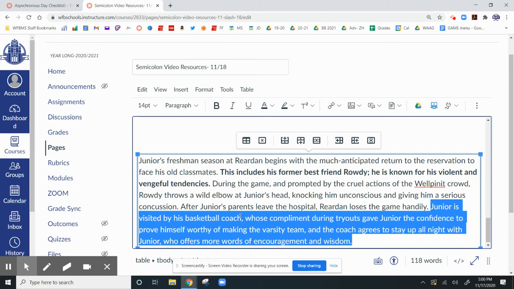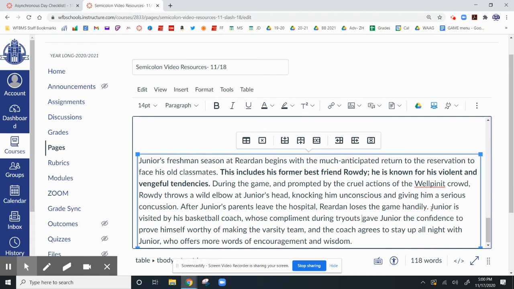This seems like I'm dragging on way too long with this runaway sentence. So this would be another place where I could look for an opportunity to use a semicolon. So let's get one complete sentence down and then put in a semicolon after that first sentence. Junior is visited by his basketball coach, whose compliment during tryouts gave Junior the confidence to prove himself worthy of making the varsity team. That's a complete sentence, so I'll put it there. And the coach agrees to stay up all night with Junior, who offers more words of encouragement and wisdom. Well, all I have to do is make one little change here. I know we shouldn't start a sentence with and. I know that from prior knowledge, so I can just get rid of that.